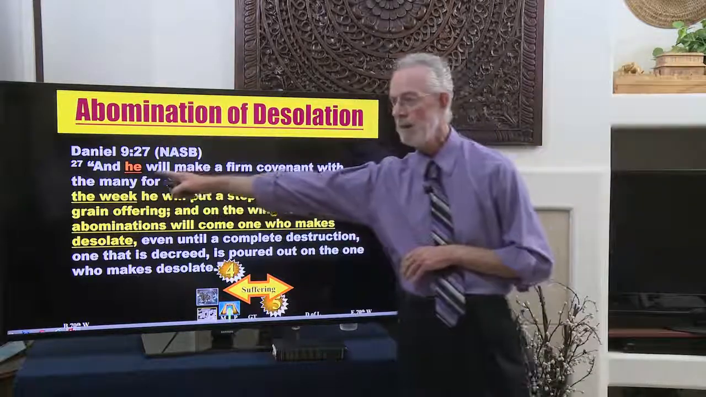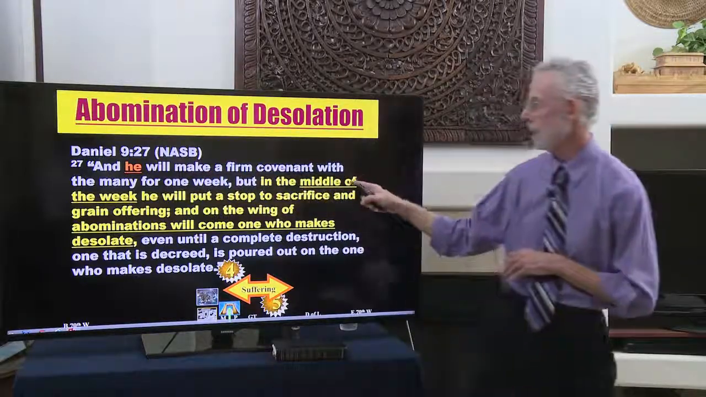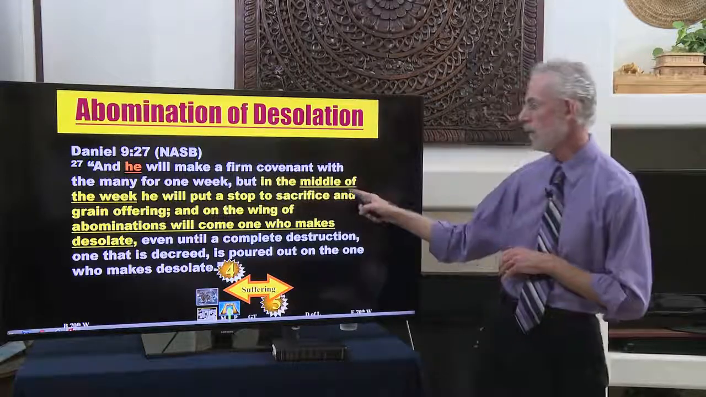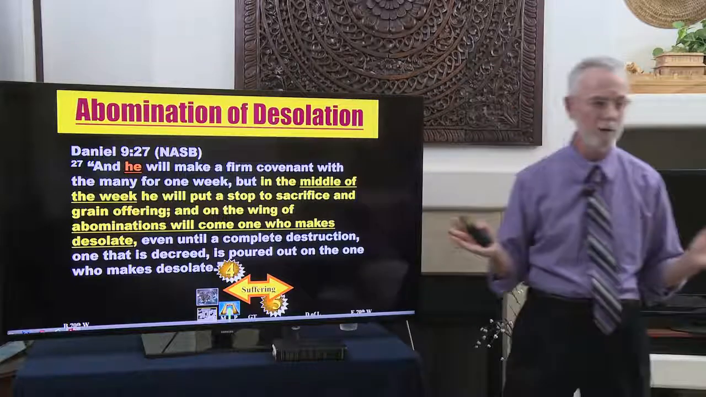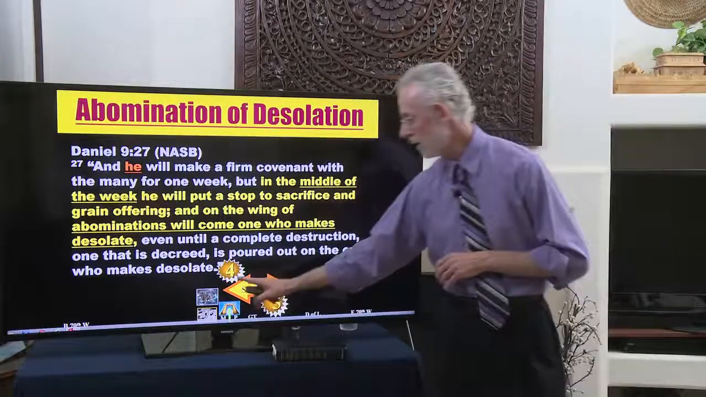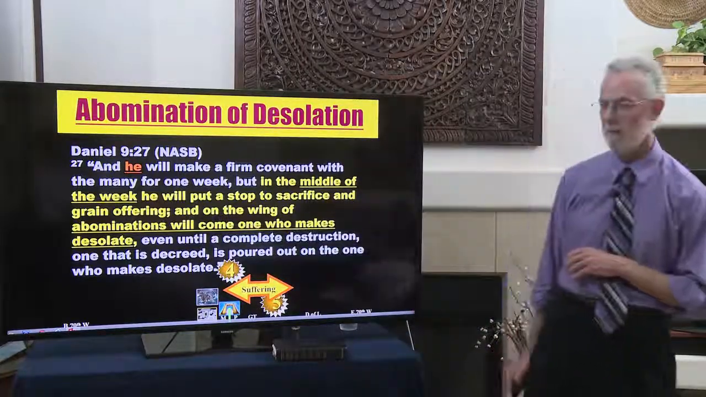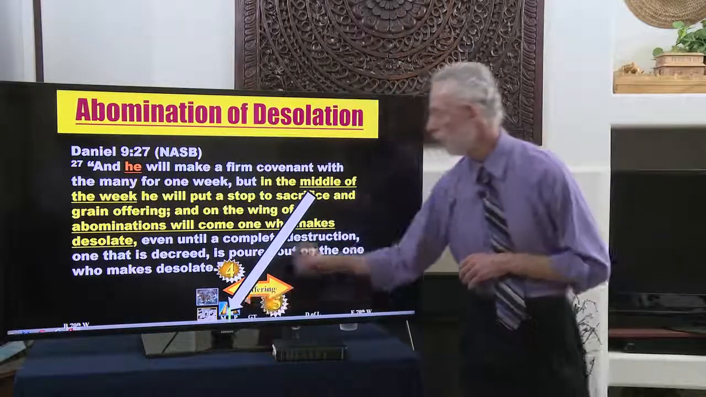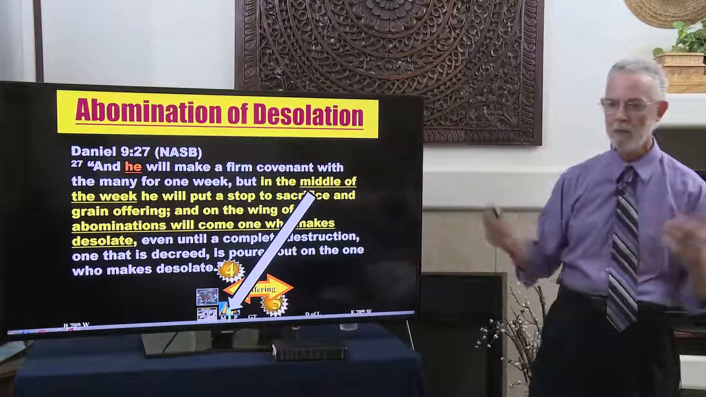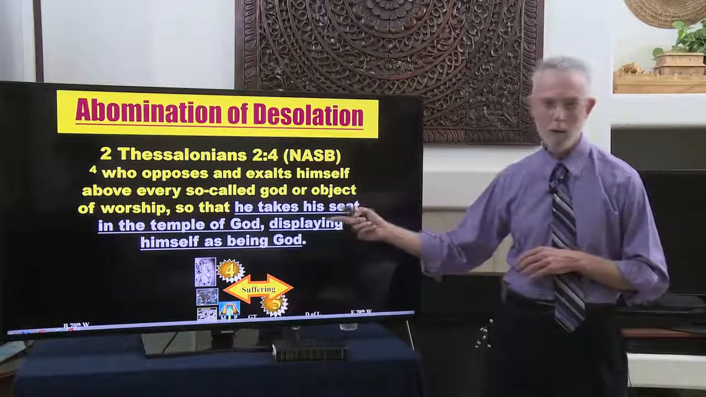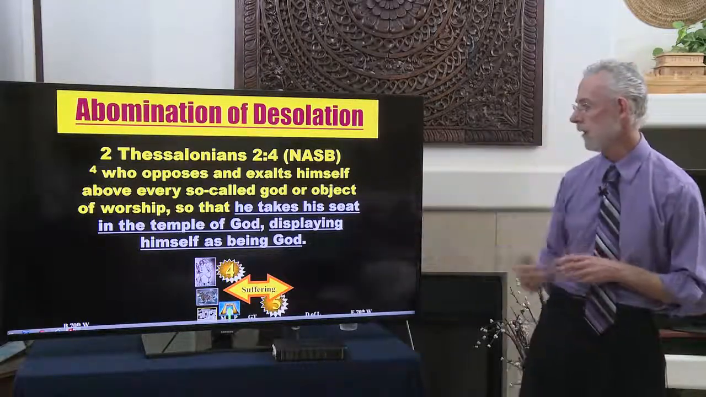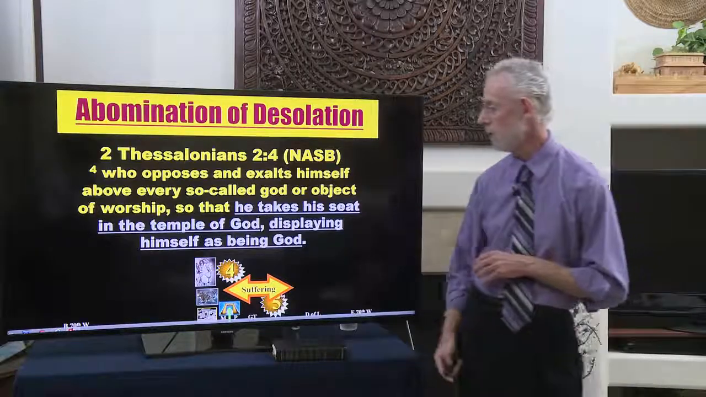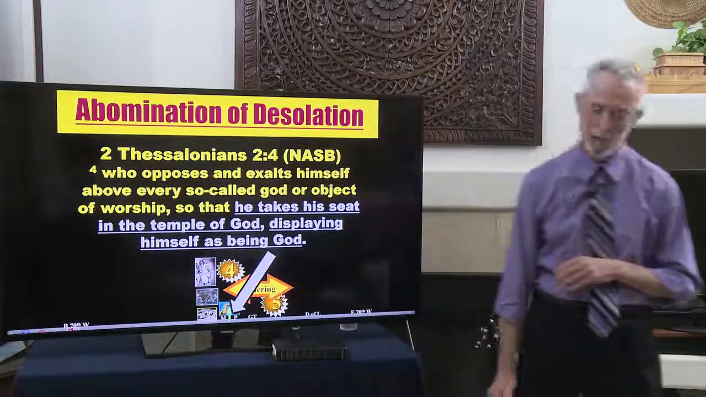Jesus said he, the Antichrist, he's going to make that covenant for 1 week. But in the middle of that week, he's going to put a stop to sacrifice and grain offering. He's going to tell the Jews they can't sacrifice animals anymore. And he's going to come and commit the abomination of desolation. And again, that's going to happen at the midpoint. Daniel tells us that. It's not a mystery. And Paul tells us what he's going to do. He's going to oppose and exalt himself above every so-called god. He's going to take his place in the temple, displaying himself as being God, right here at the midpoint.